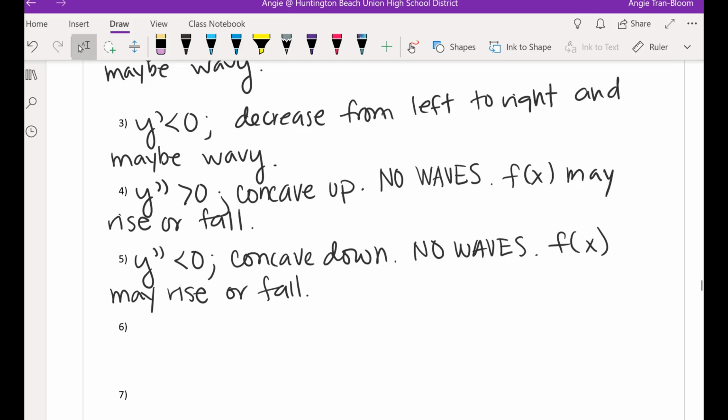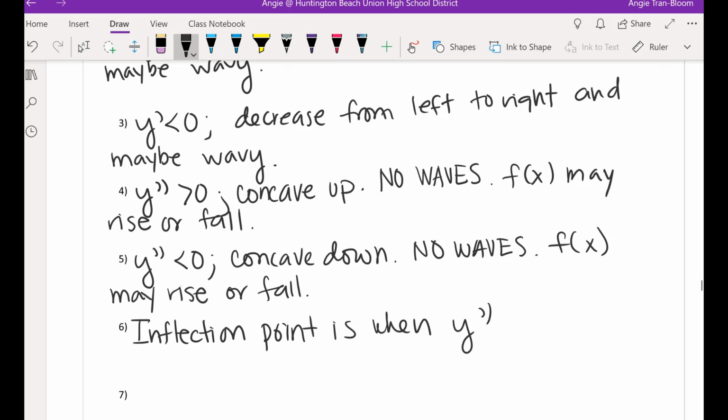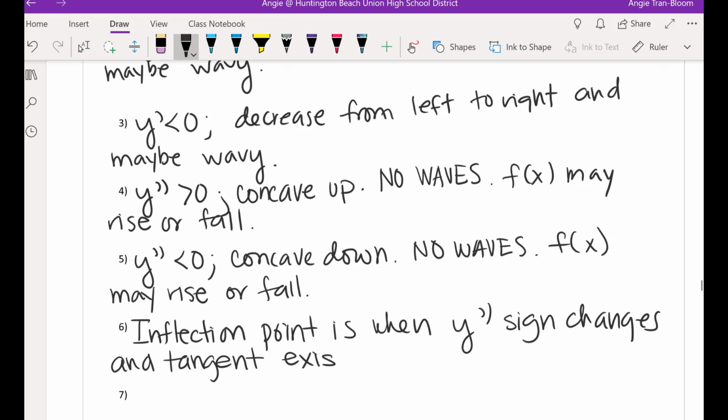Number 6, we are talking about inflection point. So inflection point is when y prime prime, the sign of it changes. Would you guys agree? The sign changes. So it's either positive to negative or negative to positive. And I want to add this on, and the tangent exists. By the way, if I use the word tangent, what are you thinking about? Yeah, the slope, right? Okay, tangent and tangent line, would you agree that's kind of talking about the same thing?